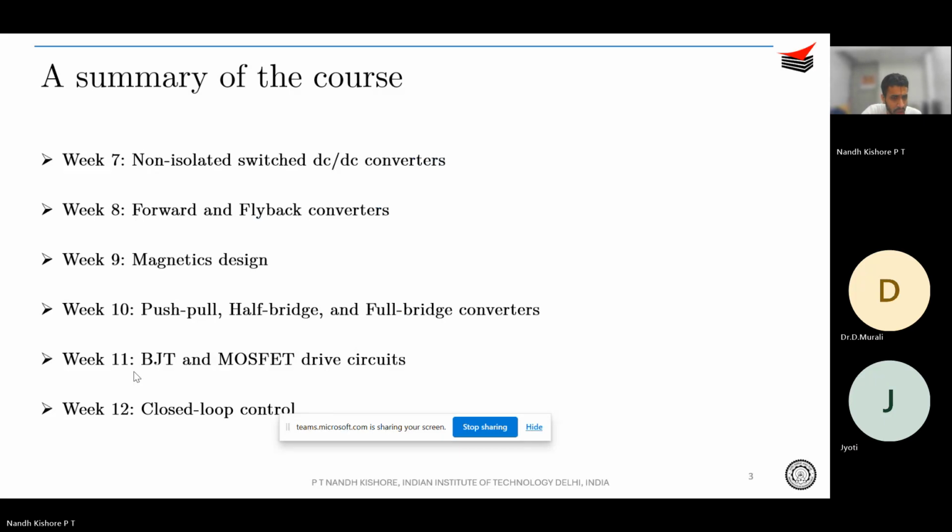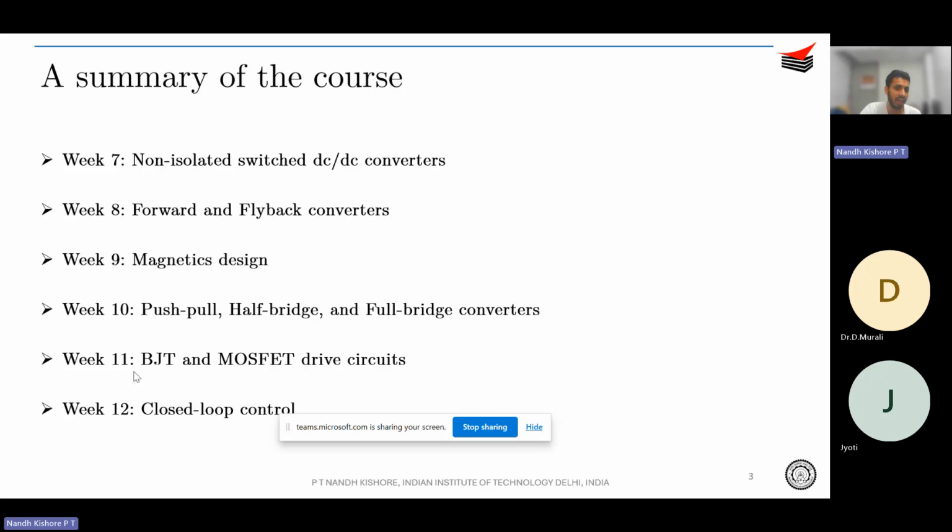Magnetics design. And then in week 10, we proceeded to an improvement of the forward converter known as a push-pull converter, right? And from there, we also went through the half-bridge and full-bridge converters. We also studied a problem known as the flux walking problem, wherein the flux of the core slowly but constantly goes on increasing or decreasing towards saturation. And that's something we don't want. We also studied the solutions to mitigate the flux walking problem, right?